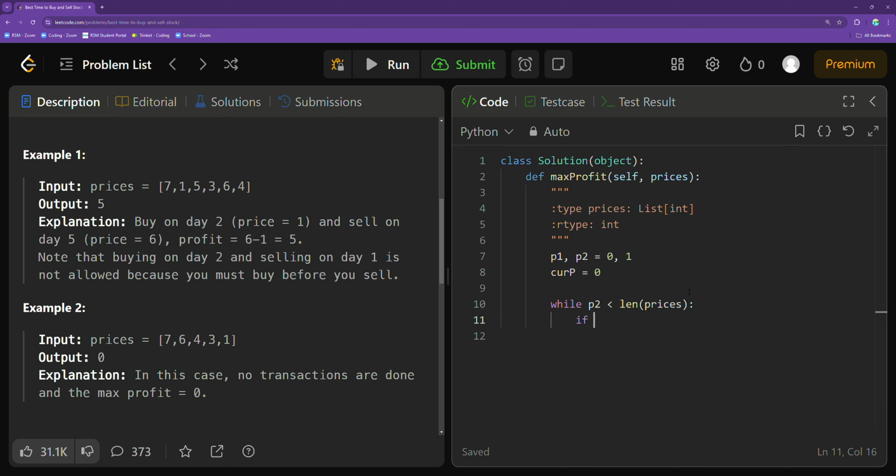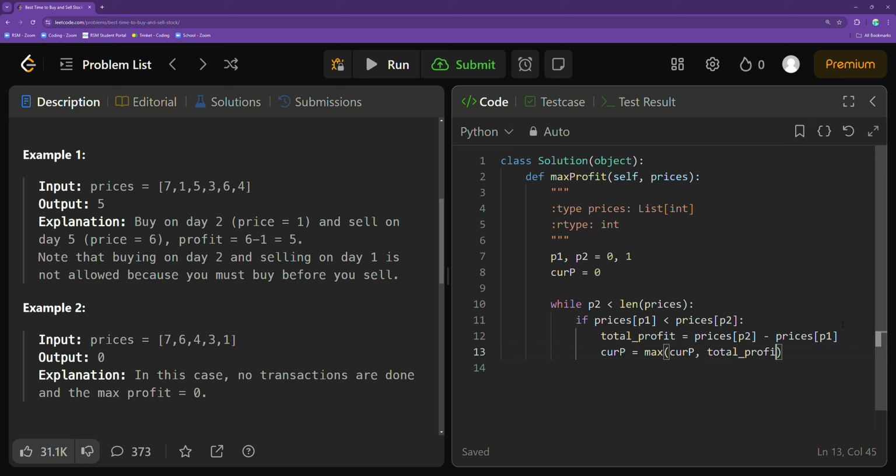So we'll say if prices at P1 is less than prices at P2, this means we can make a valid solution. And if we can make a valid solution, we'll set our total profit equal to the prices at index P2 minus the prices at index P1, because this essentially represents whatever profit we're going to make. And we'll set our current profit equal to the maximum of itself and our total profit.